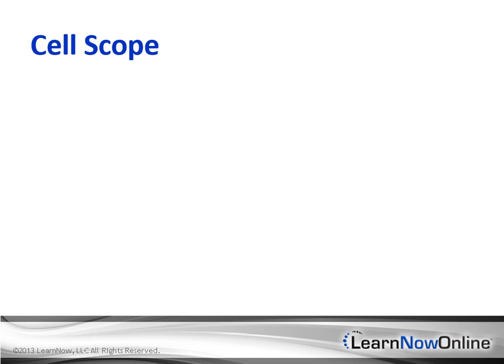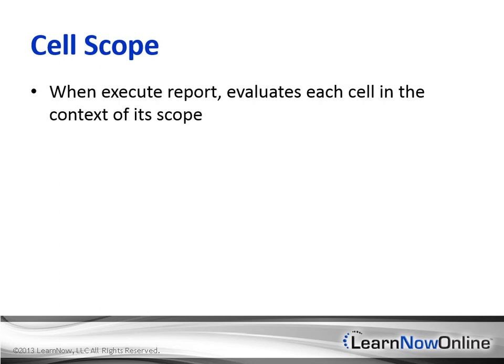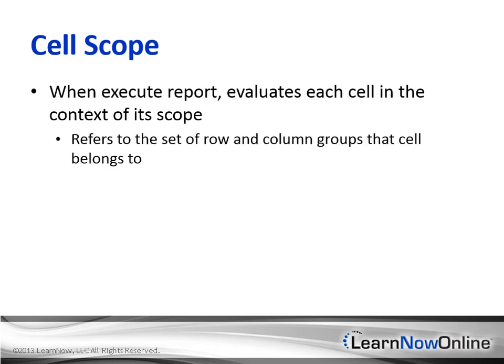The other thing we need to talk about is cell scope. Reporting Services evaluates each of the cells in the Tablix in the context of its scope. Cell scope refers to the set of row and column groups in a Tablix data region that the selected cell belongs to. A cell can be a member of multiple groups, such as when it's a cell in a detail row in a matrix that is a member of both a row and column group.